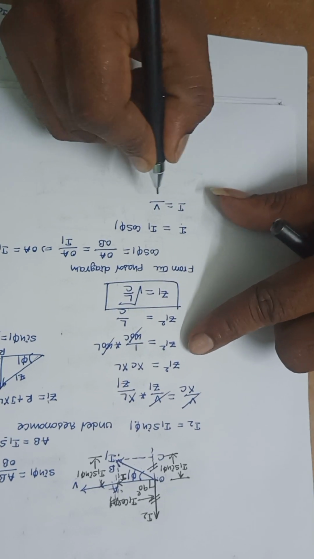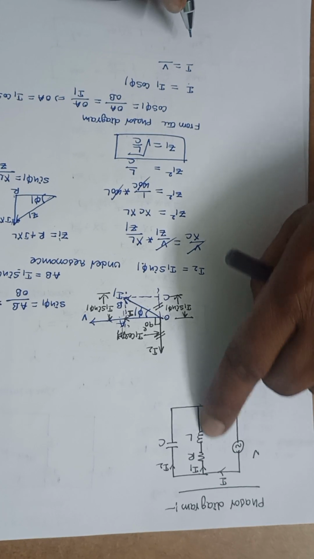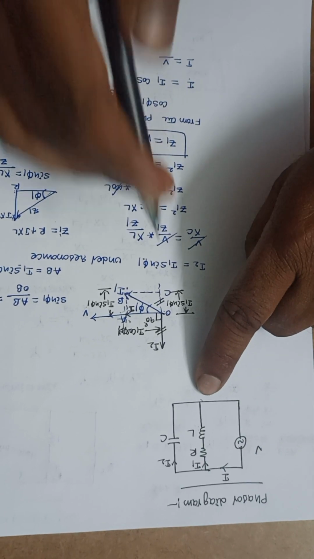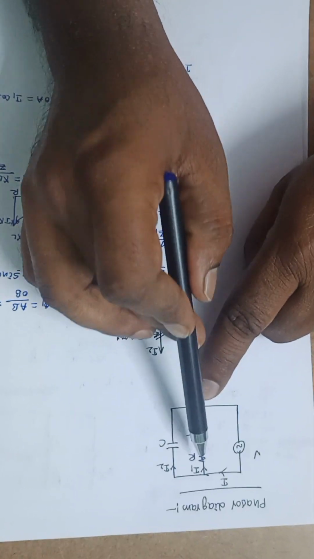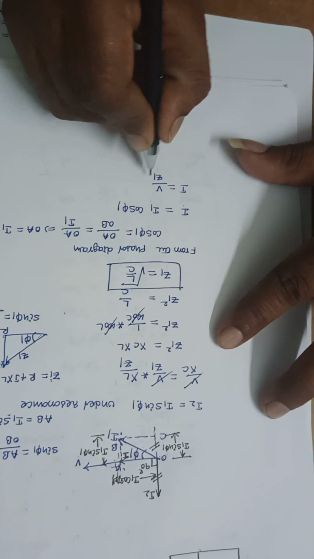So it is V divided by the impedance offered by this branch, Z1. This I1 is the voltage across this one divided by the impedance offered by this one, Z1. So V divided by Z1 is I1 here.